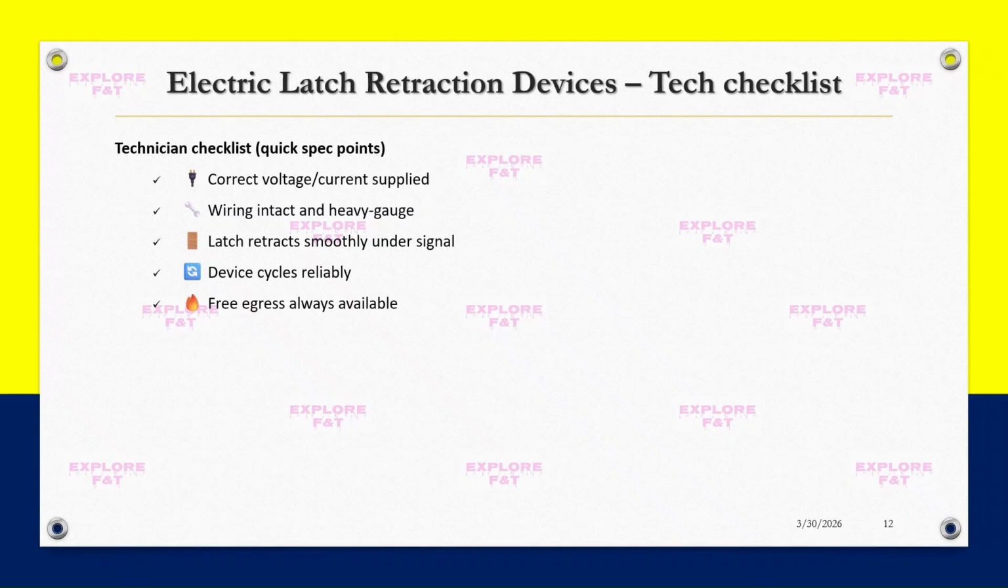There is also a technician checklist, so you need to follow this. The technician should always check some specs before installation and after installation as well: correct power voltage, wiring intact and heavy gauge, latch retracts smoothly under signal, device cycle reliability, and free egress always available. After installation of any door, you need to check all these things before and after.